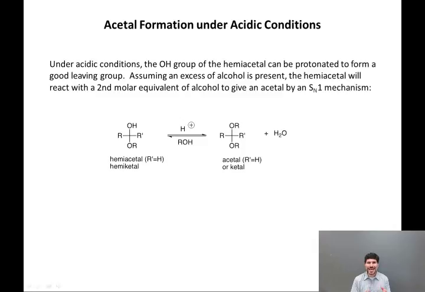So assuming an excess of alcohol is present, which is how these reactions are always run, as we'll see in a couple of slides, the hemiacetal will then react with a second molar equivalent of alcohol to give an acetal, and most of this reaction goes through the familiar SN1 mechanism. And remember that a hemiacetal is a carbon bound to an ether oxygen and an OH, whereas the acetal is a carbon that is bound to two ethers.